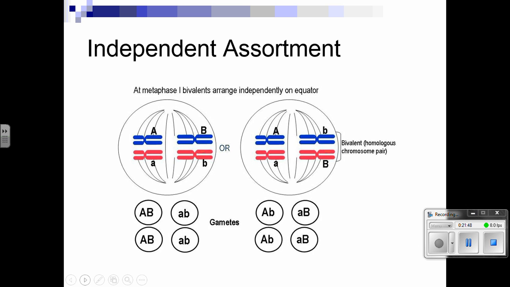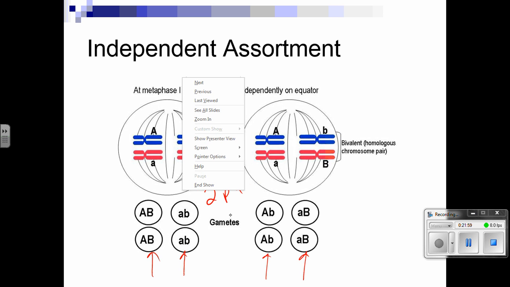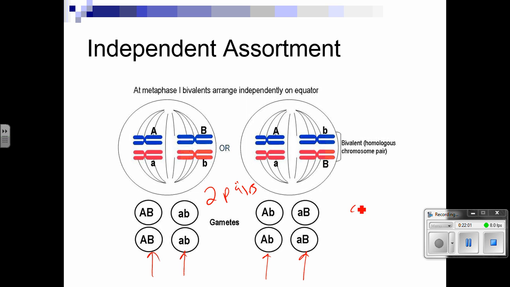So this shows independent assortment, what I was just talking about before. These are the different options you could get depending on where those chromosomes line up. Now, this is only showing 2 pairs. We have 23 pairs of chromosomes. So when you arrange 23 different ways, you can get so many different options.